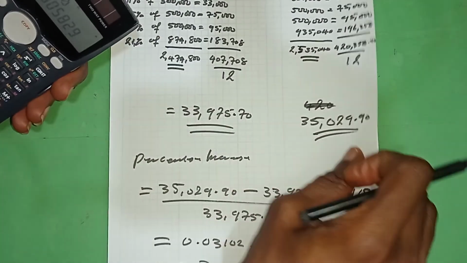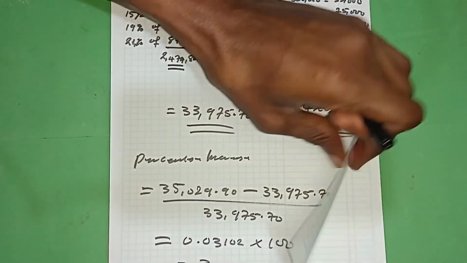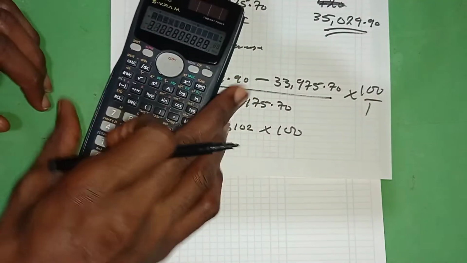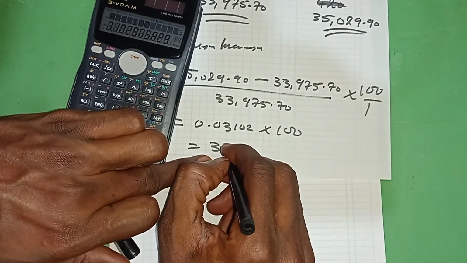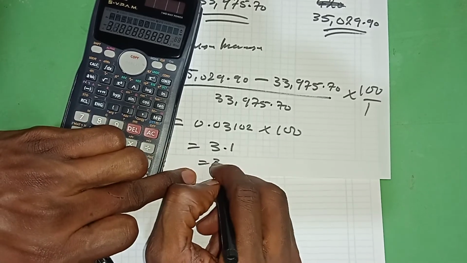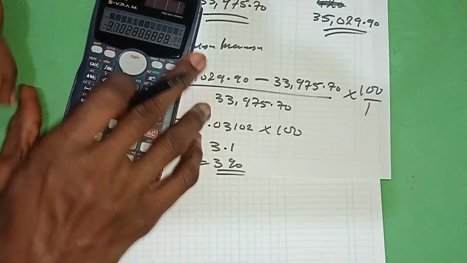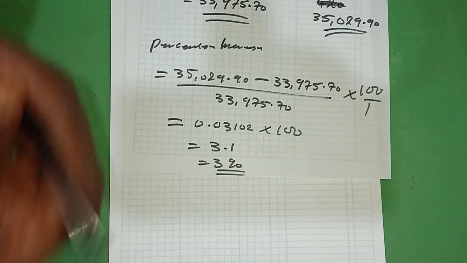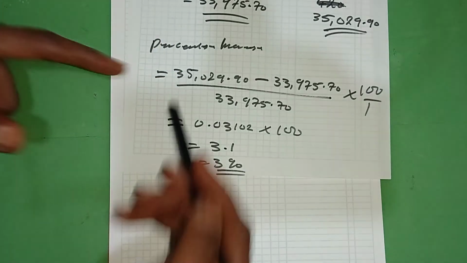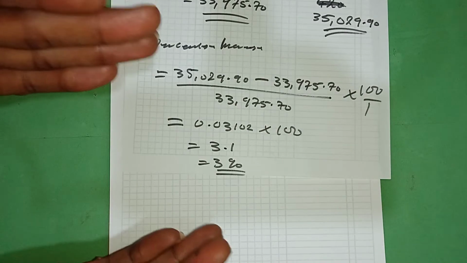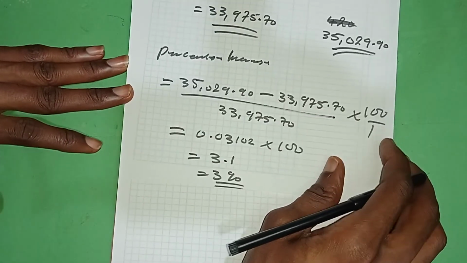Sorry, you're not seeing this. This will give you 3.1, approximately 3% increase. Now you can see that the tax that we are paying now has increased. This is the difference between these two. The percentage is 3. So there is an increase in our PAYE tax now.